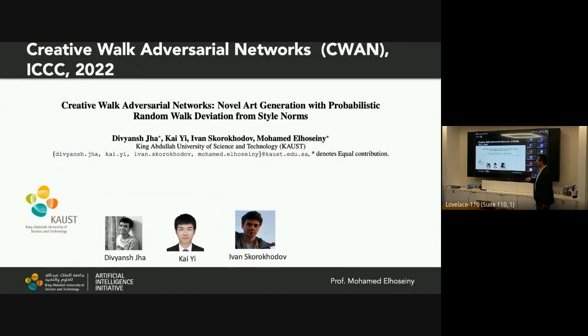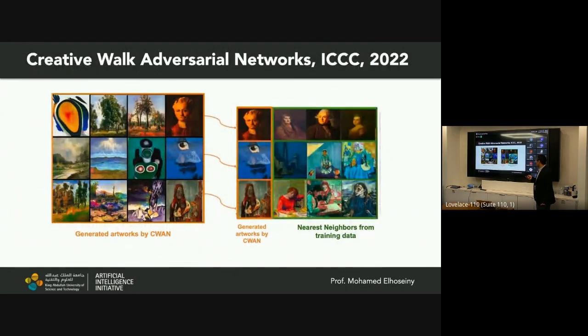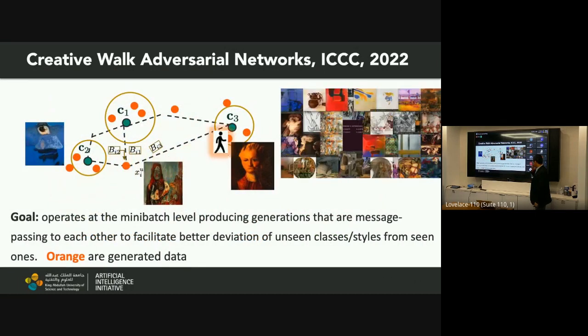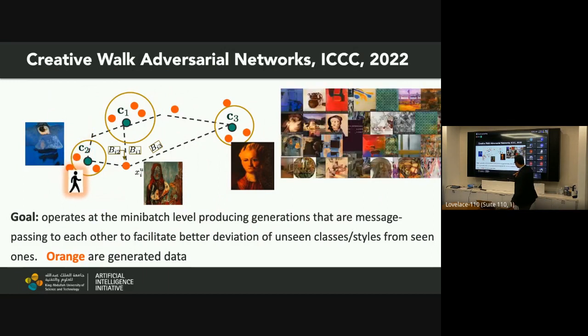Nice. All right. So fast forward to 2022, we revisited this idea by just introducing another loss called Creative Walk Adversary Networks, which tries to model this deviation with a random walk inspired loss. It is based on more recent architecture like StyleGAN, and you can see here the method became more capable of producing better paintings, and the nearest neighbors to each one of these generations are quite different from the generated pieces.